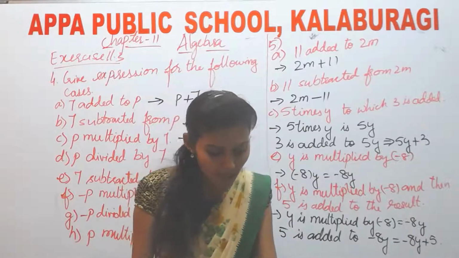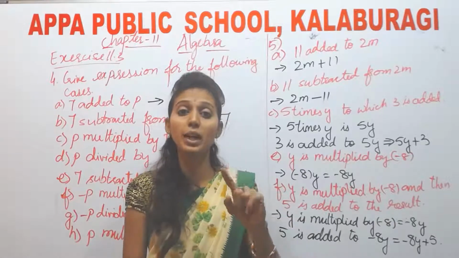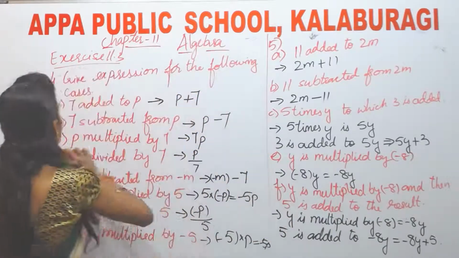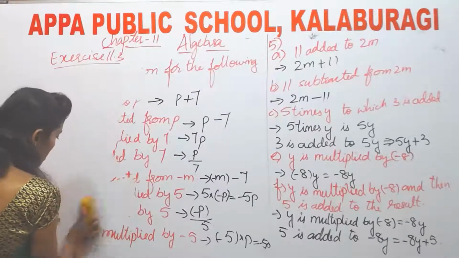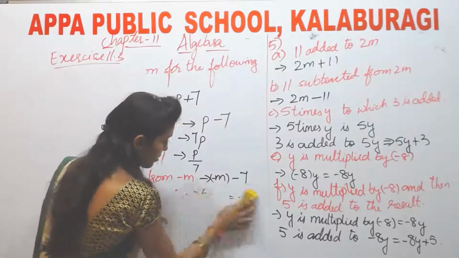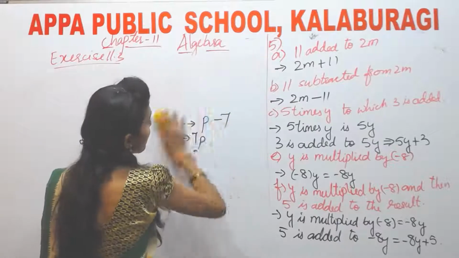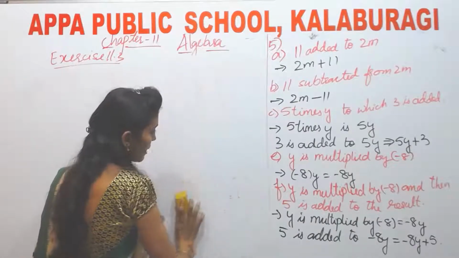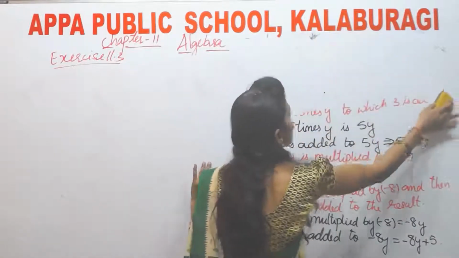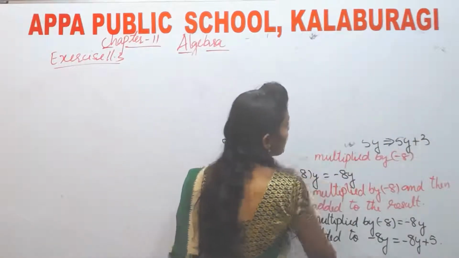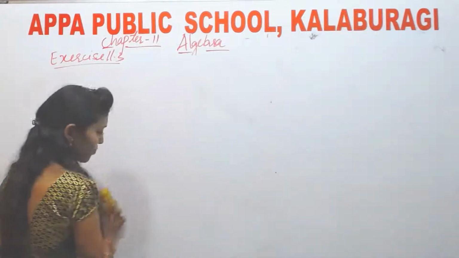Next, G1. Y is multiplied by 5, and the result is subtracted from 16. From 16, so the first term should be 16. Y is multiplied by 5. When we multiply y by 5, we get 5y. That 5y, that result is subtracted from 16. That means 16 minus 5y we will get. In the same way, next one also.